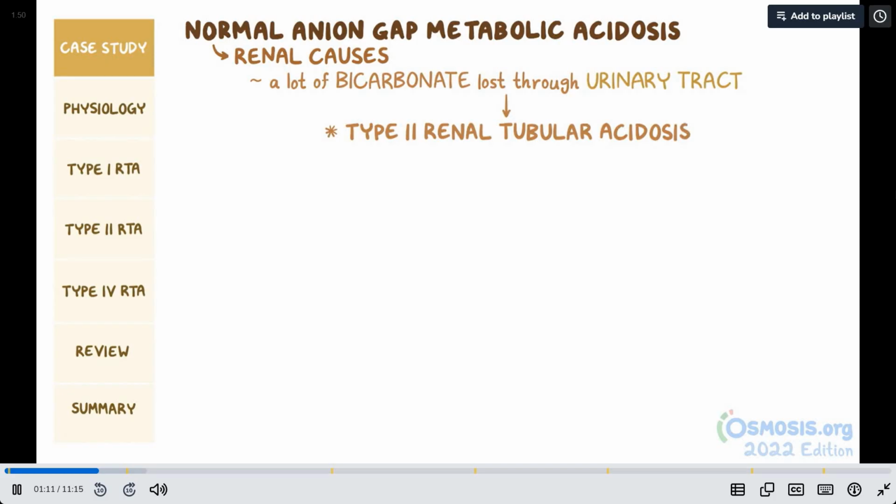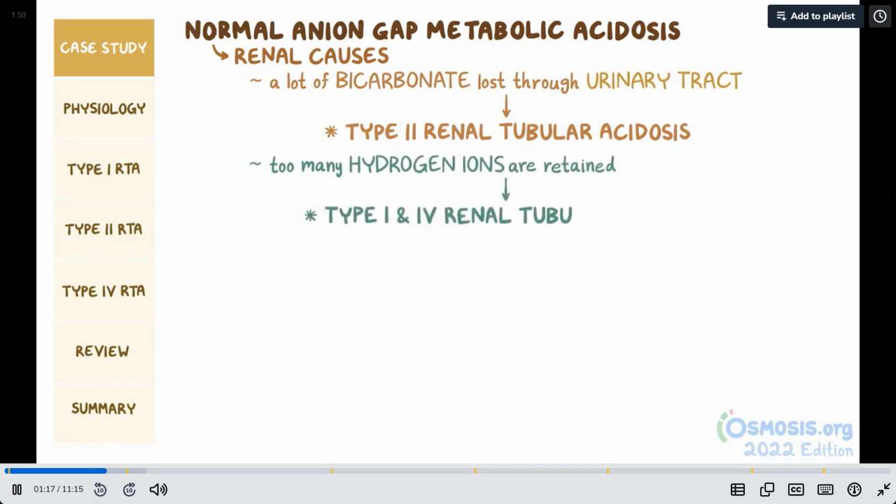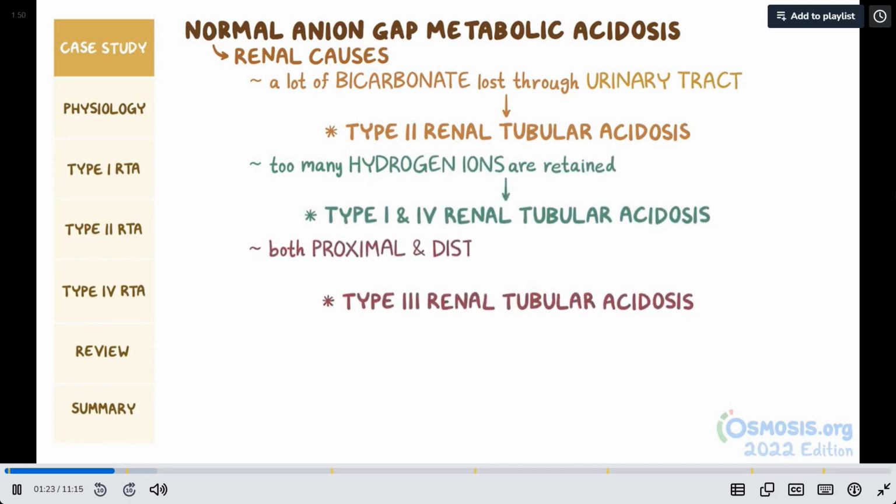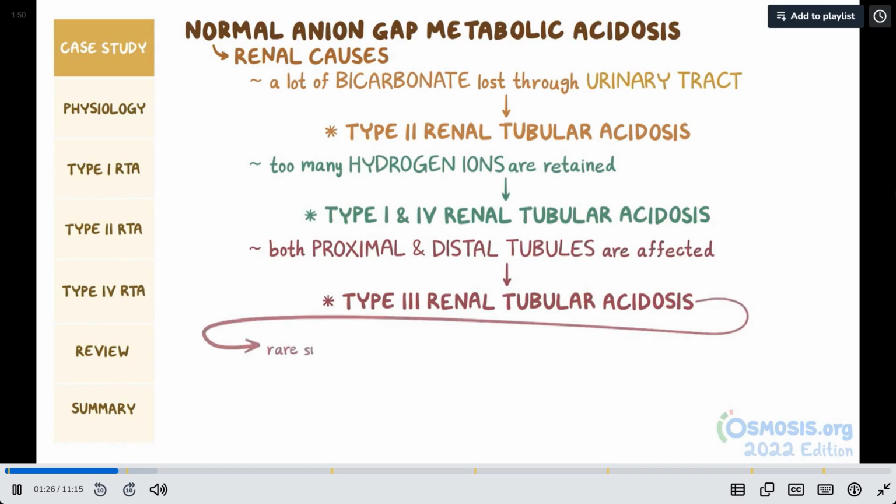A normal anion gap metabolic acidosis can also happen when too many hydrogen ions are retained, like in type 1 and type 4 renal tubular acidosis. Now there's also a type 3 renal tubular acidosis, where both the proximal and distal tubules are affected. This is a pretty rare situation, and the causes are not well understood, so it's unlikely to be tested.